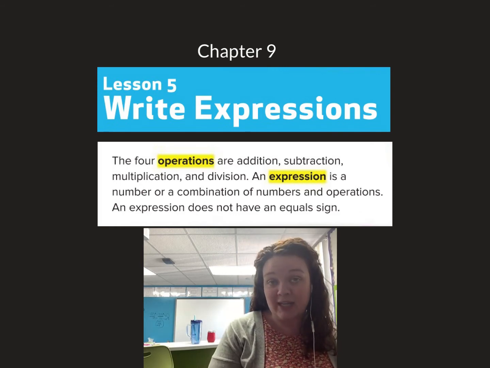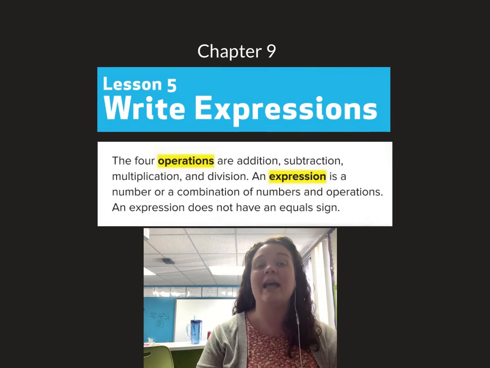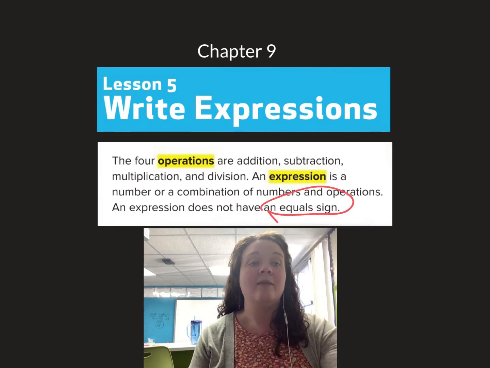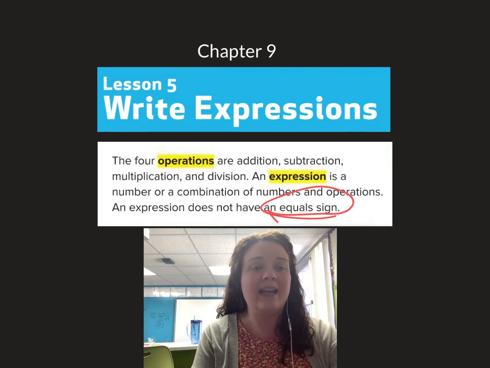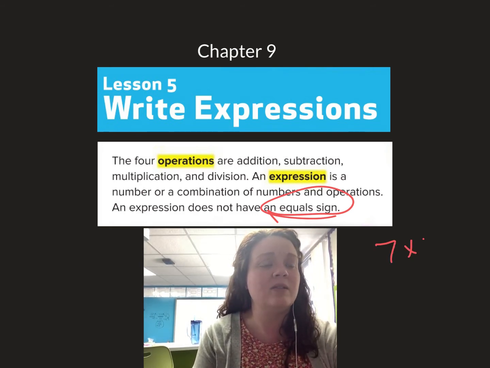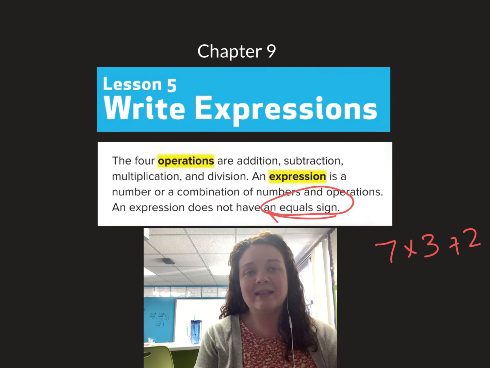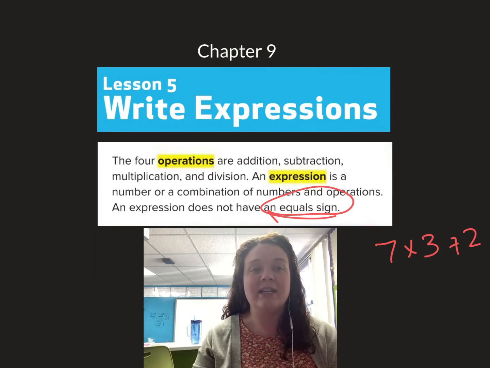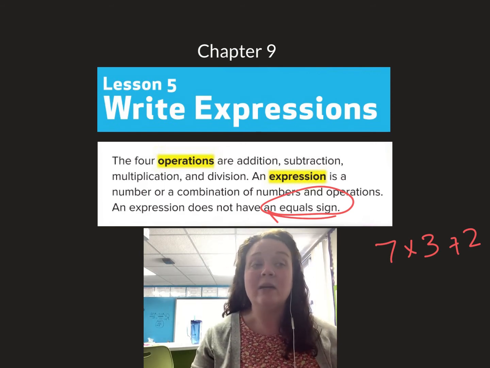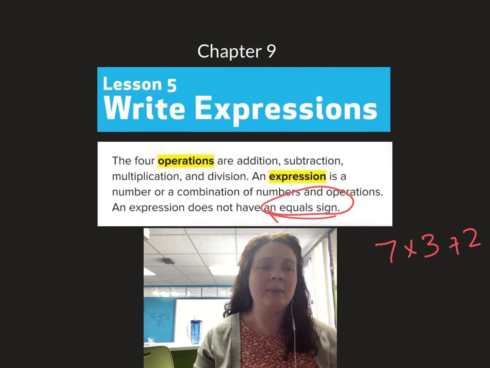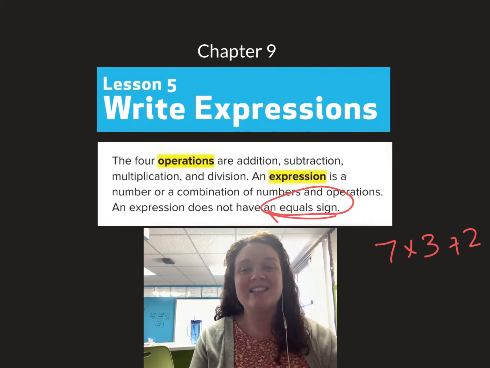So an expression, this is a new one, is a number or a combination of numbers and operations, and expressions do not have equal signs. Okay, so for example, I could say like 7 times 3 plus 2, right? And so I would evaluate that expression and not necessarily solve it, because solving is a word we use with equations that have an equal sign. So let's just do some examples here, and I'm sure you'll say, oh yes, that makes a lot of sense. So let's get started.